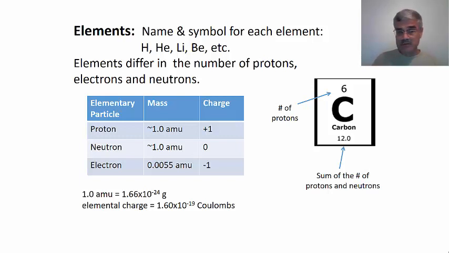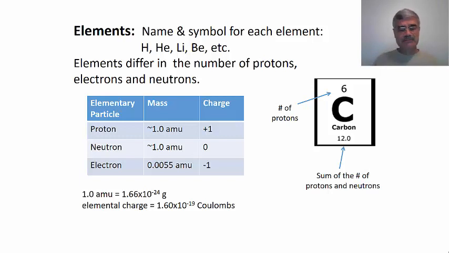Now, what is an AMU unit? An AMU unit is the way to represent the mass of a proton, or neutron, or electron. And if we convert this to grams, it's a very, very small number. 1 AMU unit is equal to 1.66 times 10 to the minus 24th grams.